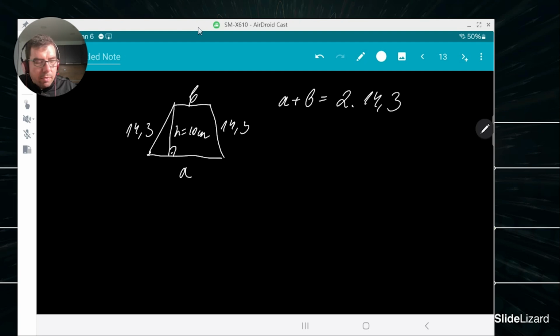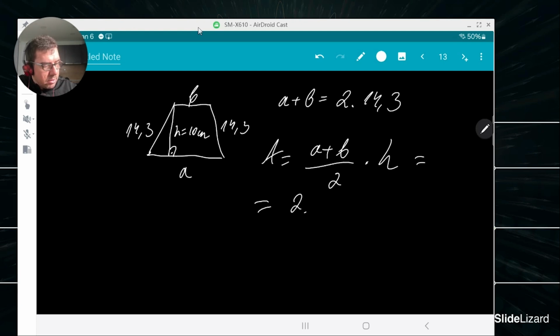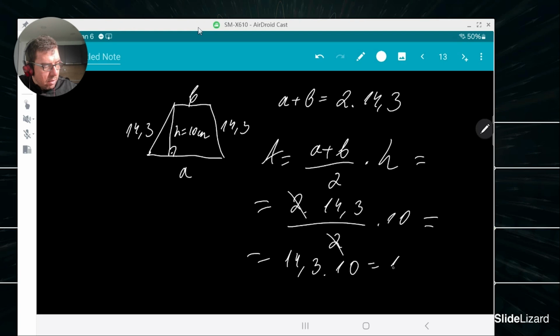Therefore, if I want to find the area, it is (A plus B) over 2 times H, you know the formula. So 2 times 14.3 over 2 times 10 centimeters. I reduce 2 with 2. I get 14.3 times 10, which is 143 centimeters squared. And that is the answer, okay?